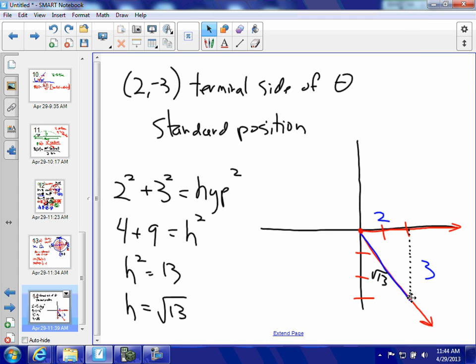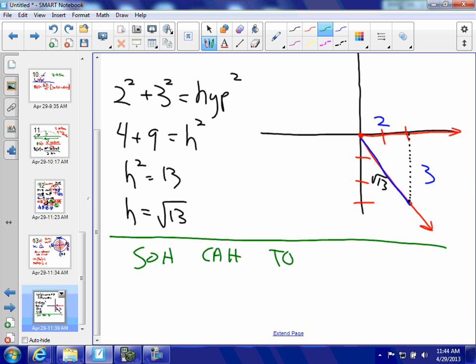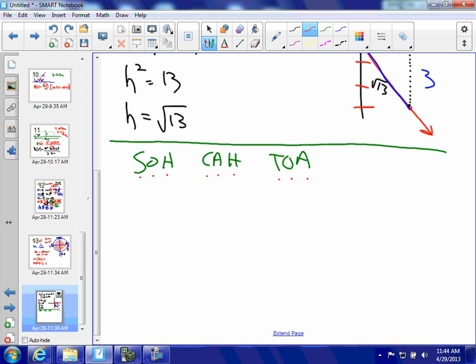Now you remember the 6 trigonometric functions, they are all simply ratios of the sides of a right triangle. And in order to remember how to calculate them, I use the acronym SOH CAH TOA. Sine is opposite over hypotenuse. Cosine is adjacent over hypotenuse. Tangent is opposite over adjacent. So now I should be able to find my 6 trigonometric functions.